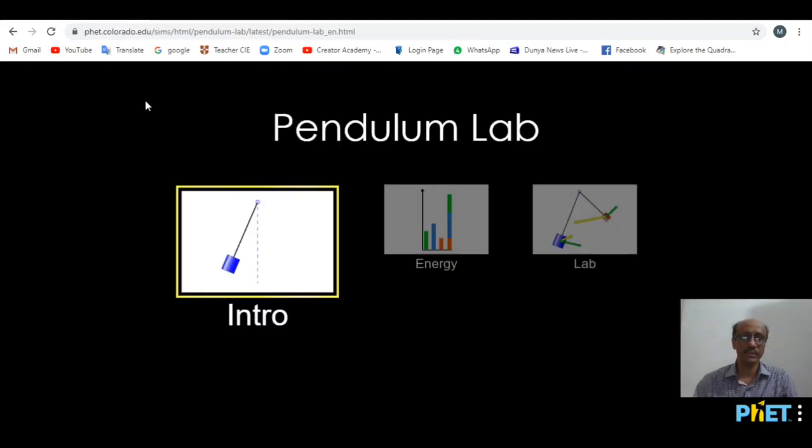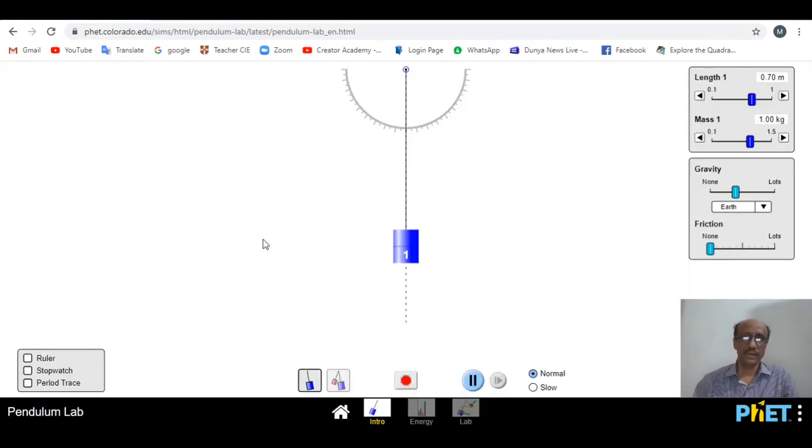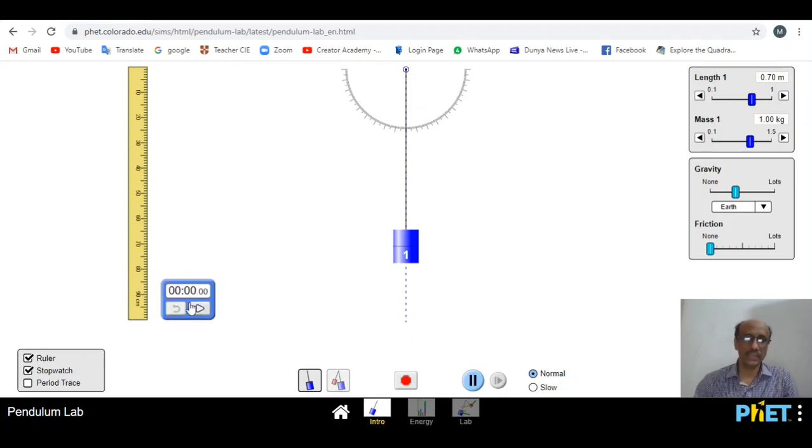So let me start. Simple pendulum or the oscillation. The introduction: as we all know, the time period is the time which is required to complete one oscillation. By clicking this ruler, we can show the ruler in order to measure the length. And then certainly we need a stopwatch, so we will place a stopwatch from this point up to this point in order to measure the time period.